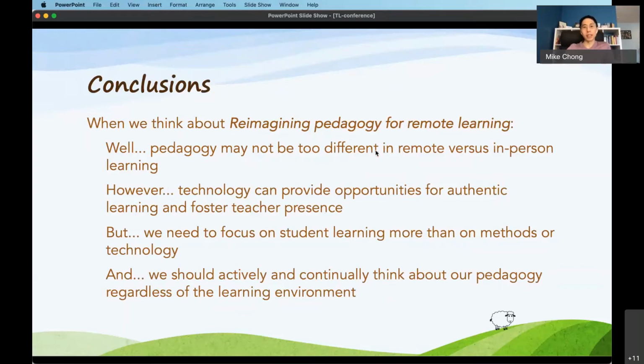So we should actively and continually think about our pedagogy, regardless of the learning environment, and the three kinds of things: caring, and knowing how to help students make sense of knowledge, develop their knowledge, and create their knowledge, were quite important for us.